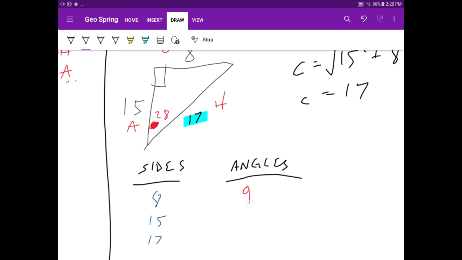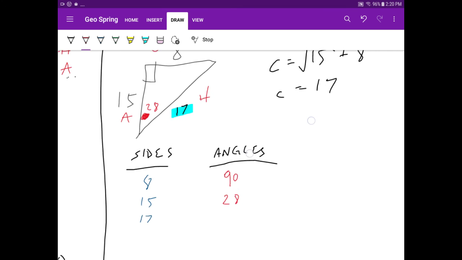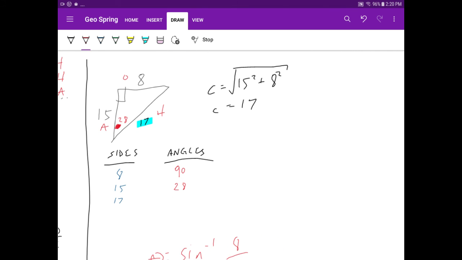So you've got 90, 28, and you know the third one has to add up to 180, but just for funsies, I'm going to do it this way. Tangent inverse of, so now we're over here, this is the opposite, this is the adjacent of the green one, 15 over 8. That's 62. Does that make sense? Yes, it does, because they add up to 180. So that one's 62.